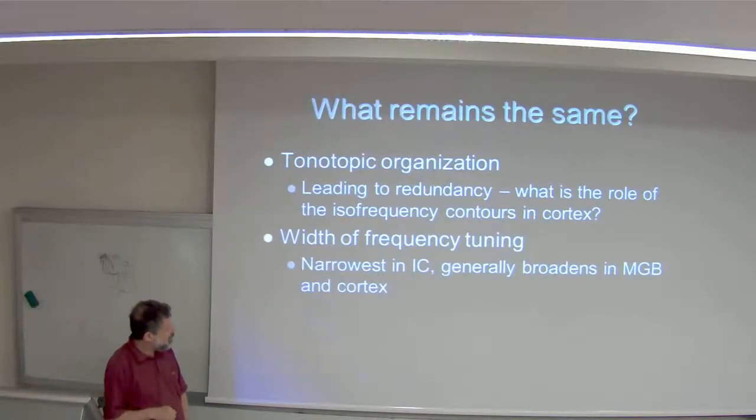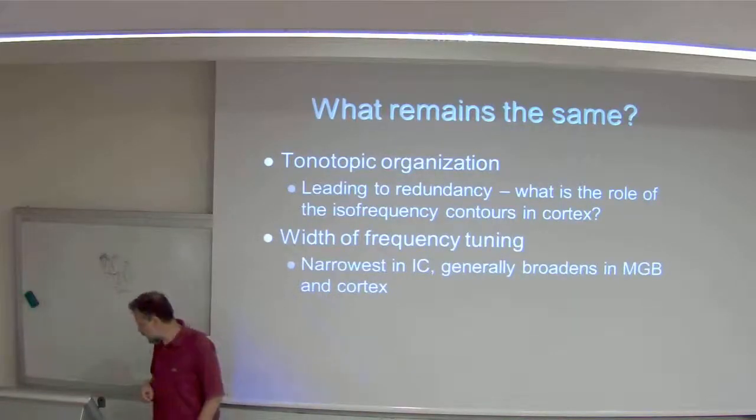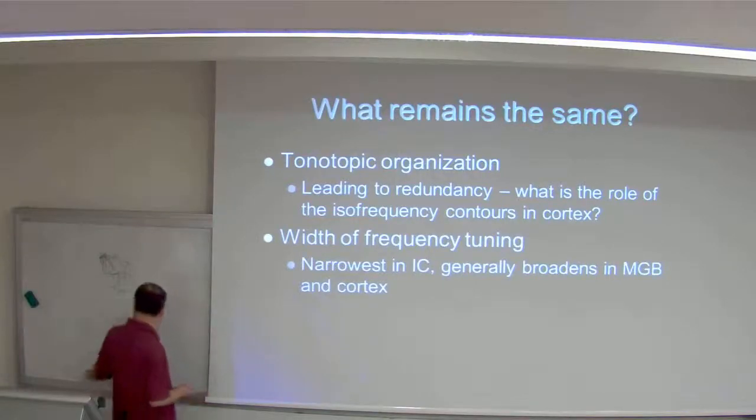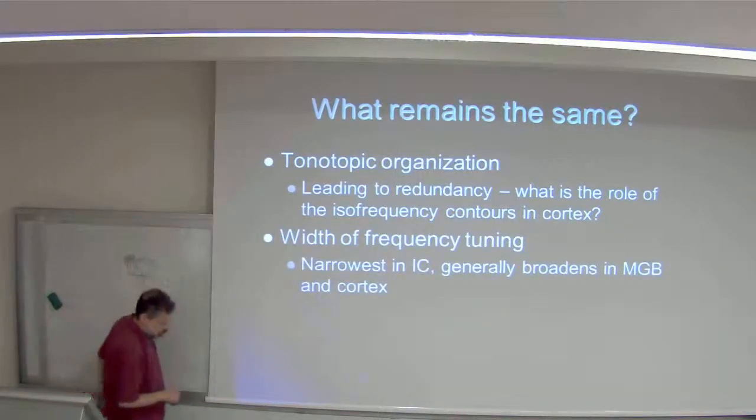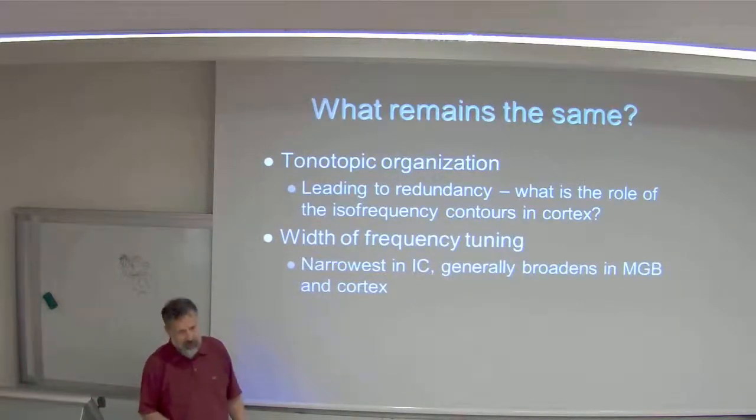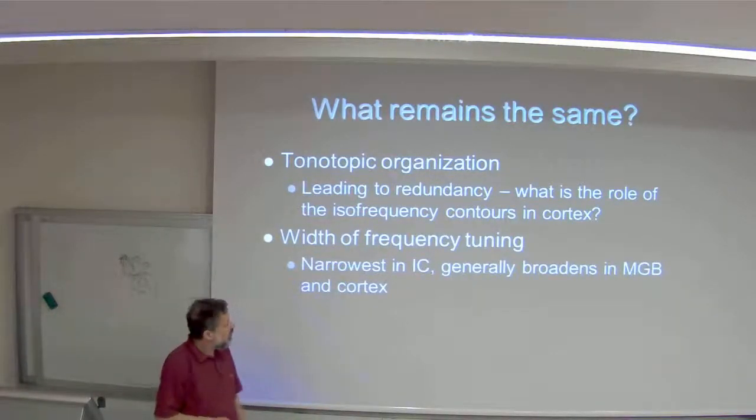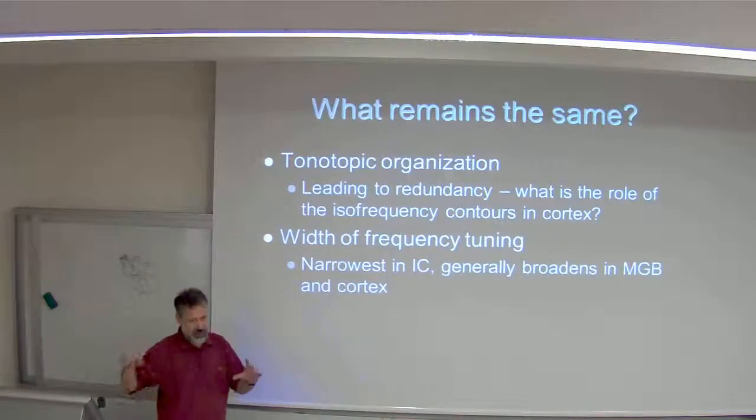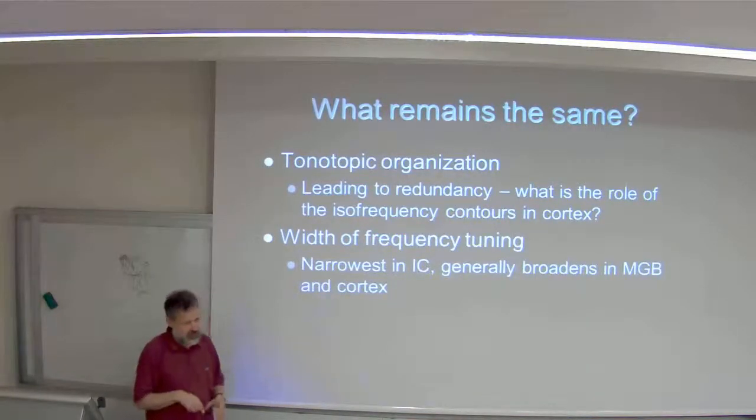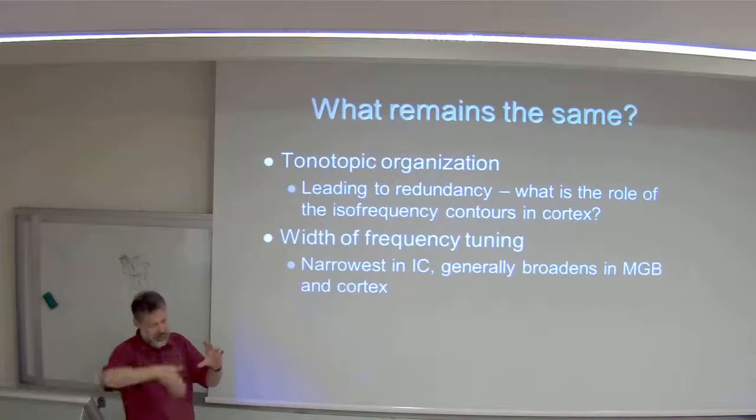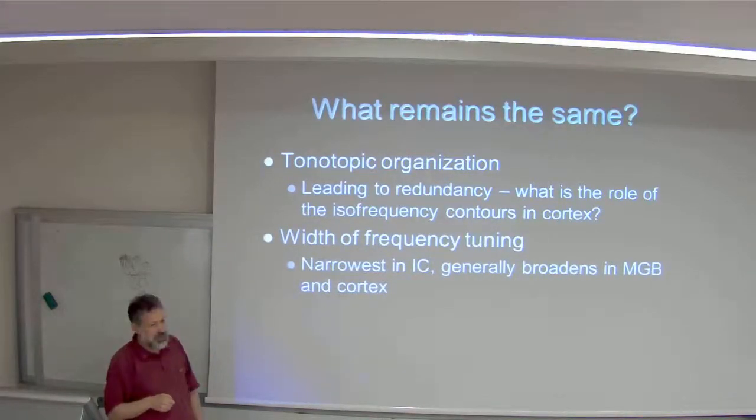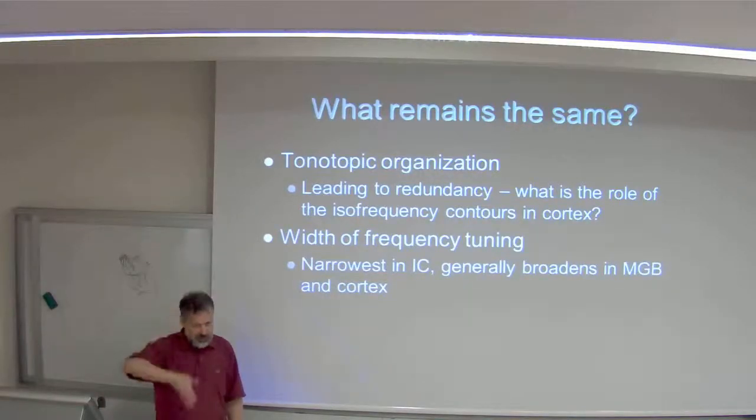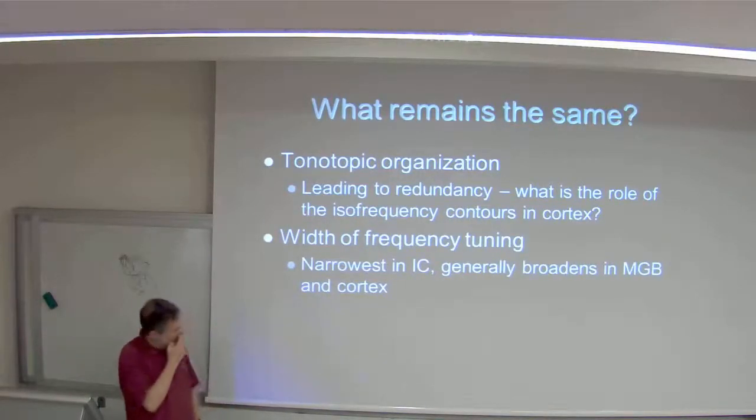And in the cortex, this leads to redundancy. Cortex is basically a square piece of tissue. Okay, the frequency is organized along one direction. This means that you have a lot of so-called isofrequency contours. You have lines with neurons that have the same best frequency.